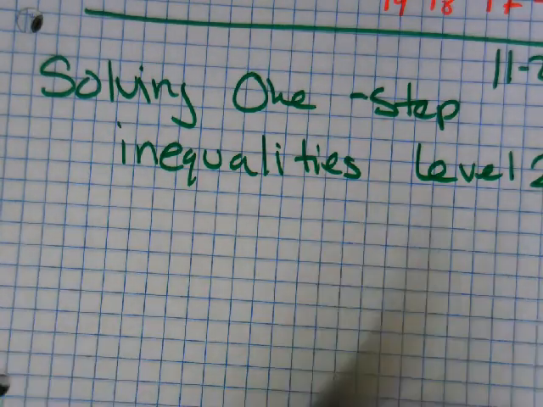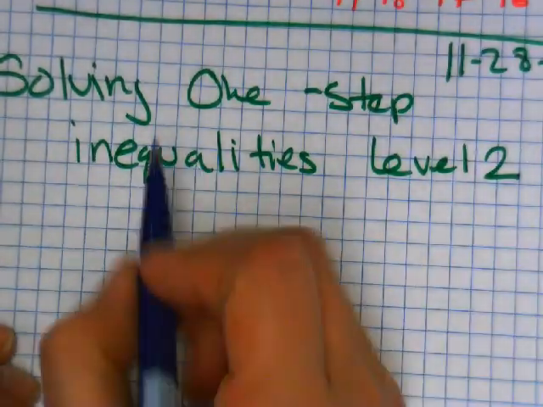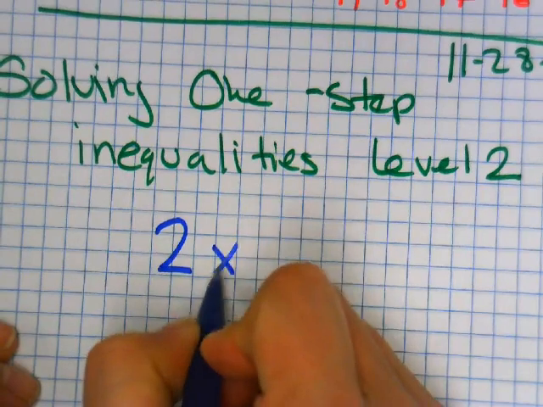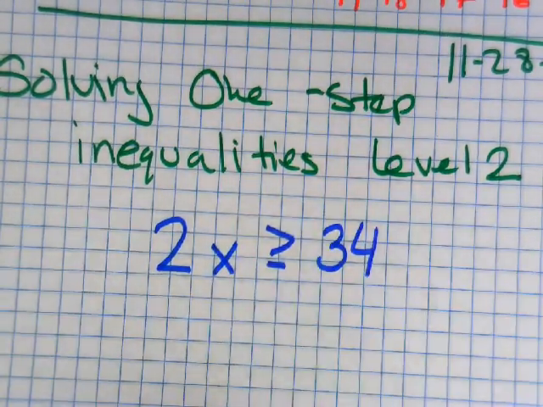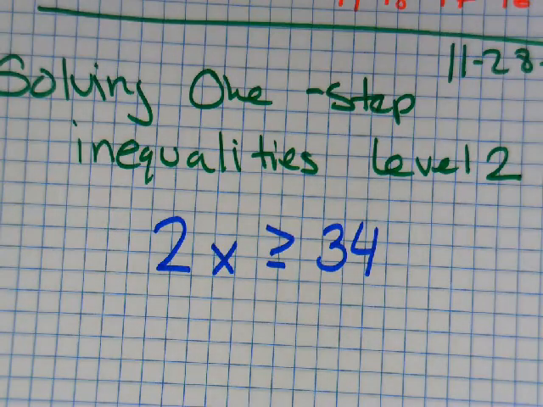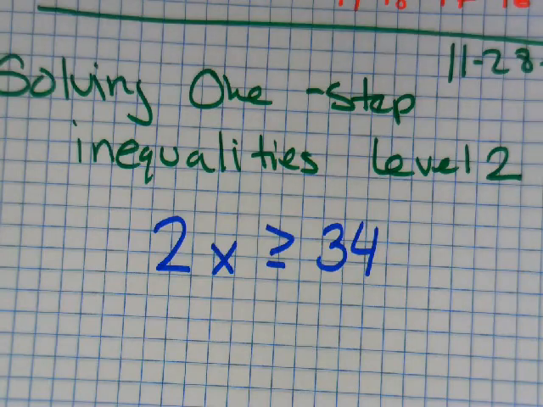What if the problem I give you looks like this? 2x is greater than or equal to 34. How do I get x by itself? The goal is to get x by itself. But right now I have a 2x, and it's in the way. The 2 is in the way. So how do I break it up? What do I have to do?